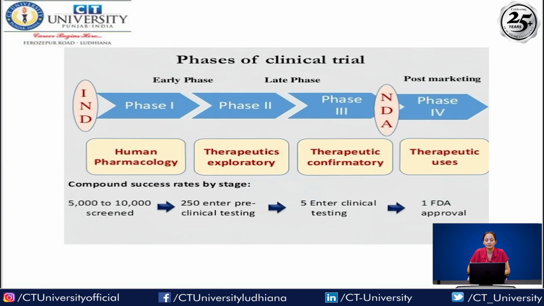So in phases of clinical trial, we have an earlier phase, a late phase, and a post marketing phase. First we have to go for the preclinical study, then we have to file for IND. After submission of the IND application, we get approval for the clinical, we get approval to take human volunteers. The earlier phase is known as phase 1, which includes the human pharmacology.